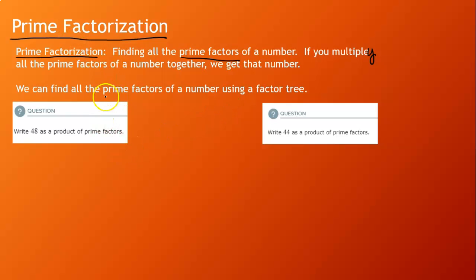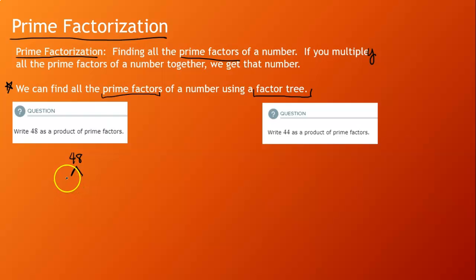Immediately when I see that someone wants me to find the prime factors, I think about using a factor tree. So I want you to write this down in your notes. We can find all the prime factors of a number using a factor tree. So if I do my factor tree here, I'm starting out with 48. And I don't need 1 and 48. I already know that 1 and 48 are factors.